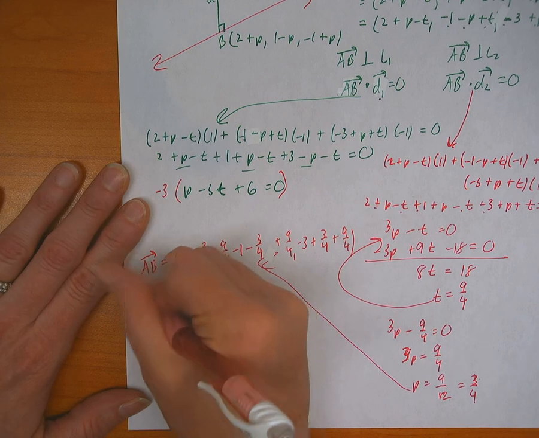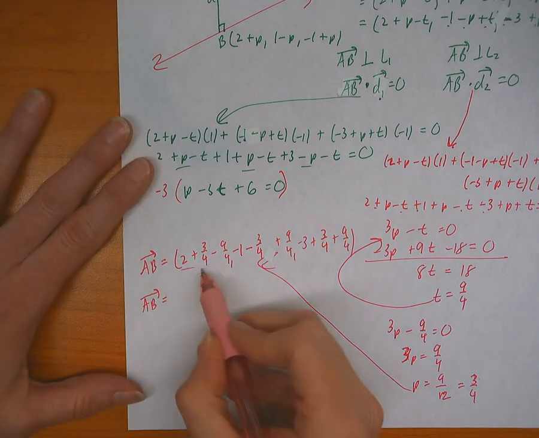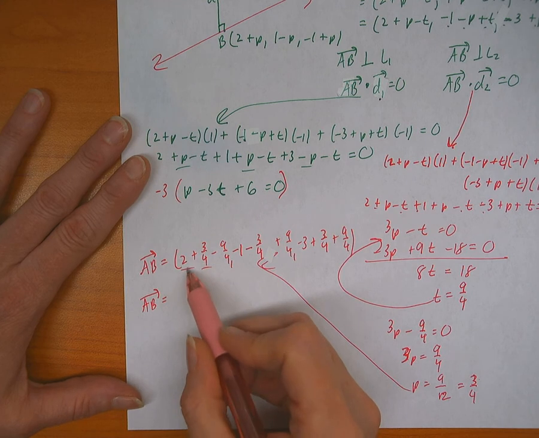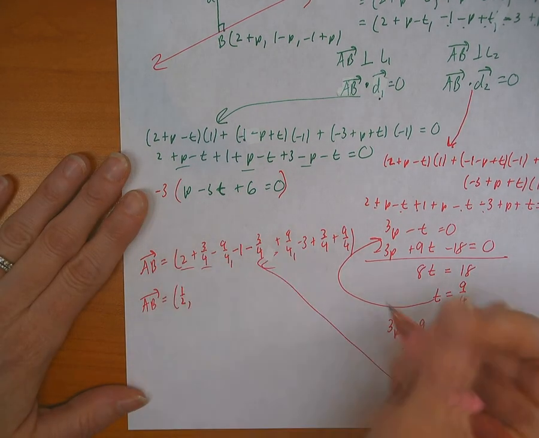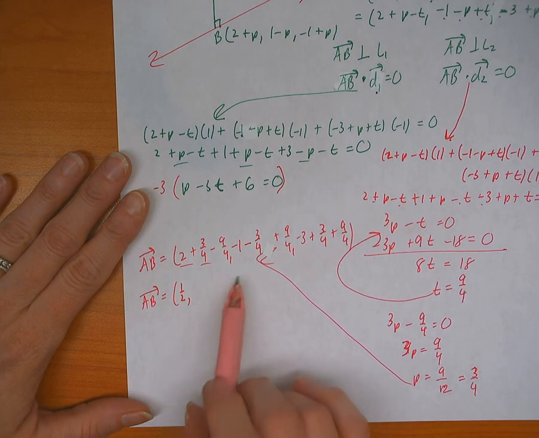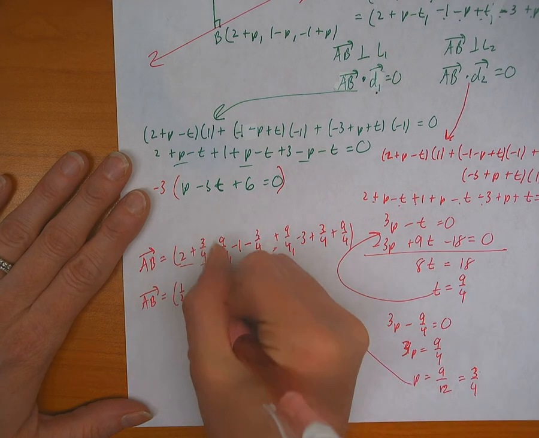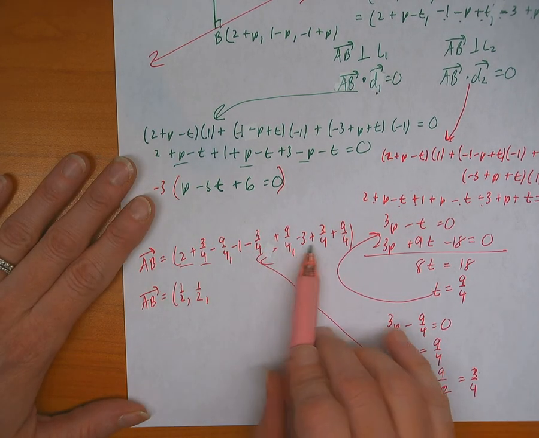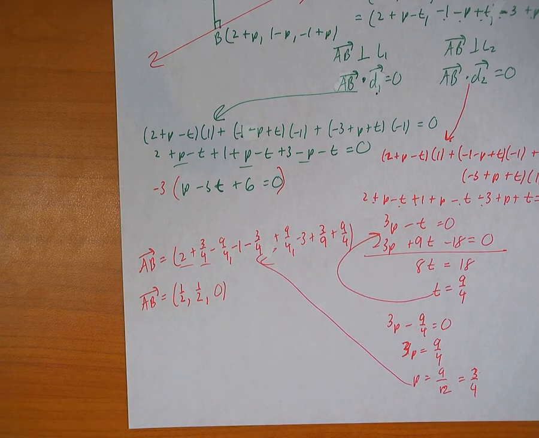So for vector AB, if we simplify that all down, we're going to get a half, right? Because I'm going to have 8/4. So 8/4 plus 3/4 is 11/4, minus 9/4 is 2/4. So I get a half. For my y component, also a half, because I end up with negative 7/4 plus 9/4. So that's 2/4, so a half. And then here, this makes 12/4, which is 3. So that just ends up canceling. So vector AB is 1/2, 1/2, 0.